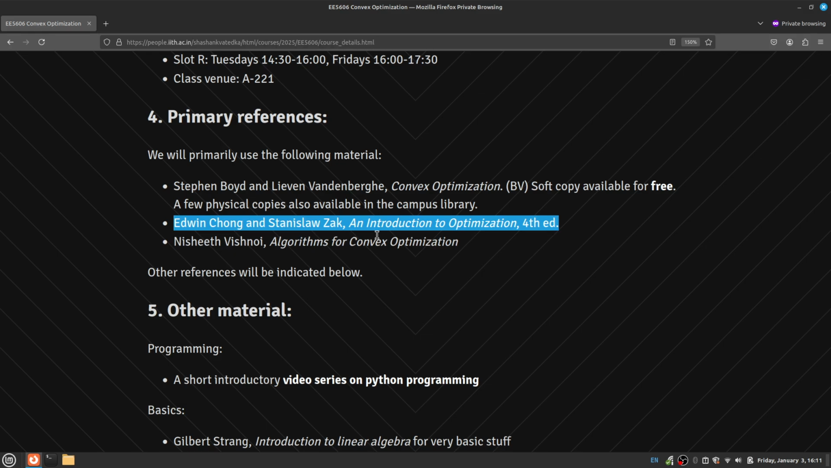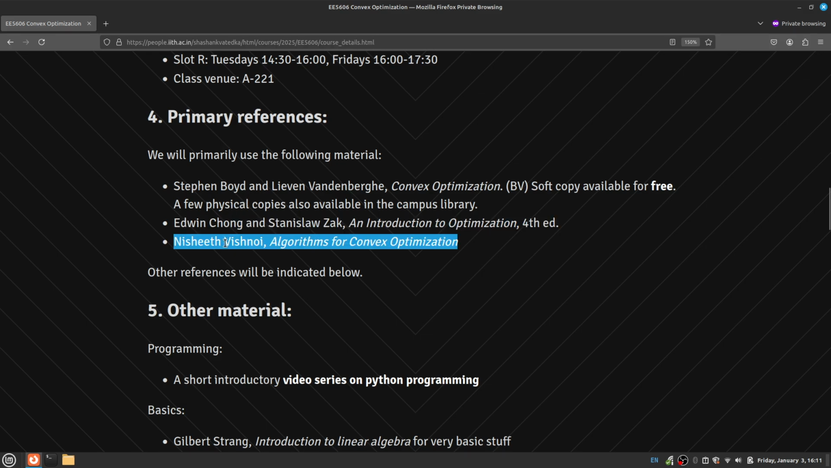It starts off in a very gentle manner. It covers a lot of the prerequisites in a nice way, and a good chunk of it is dedicated to single variable optimization. So we'll graduate beyond that and go to Boyd and Vandenberghe pretty quickly. But this is a nice place to develop intuition and just get started with the basics of optimization.